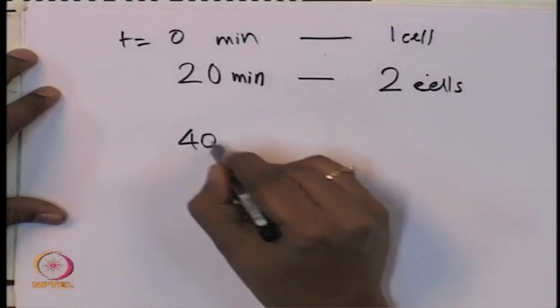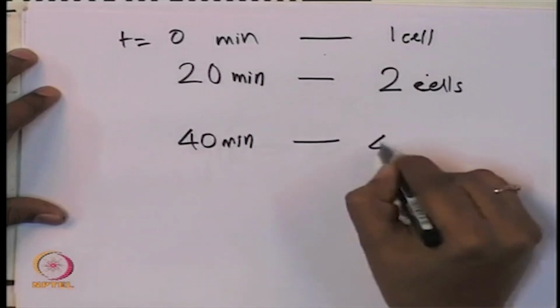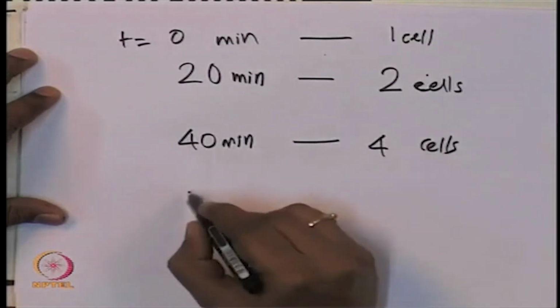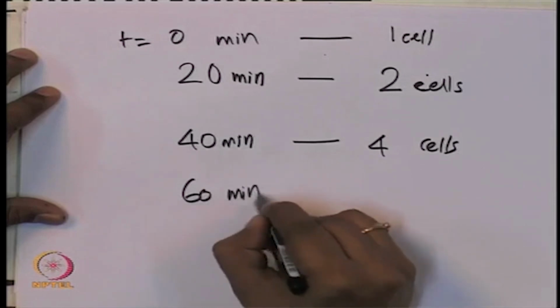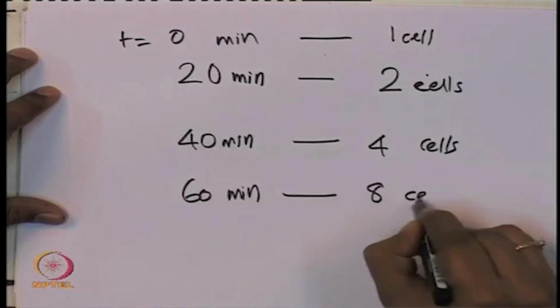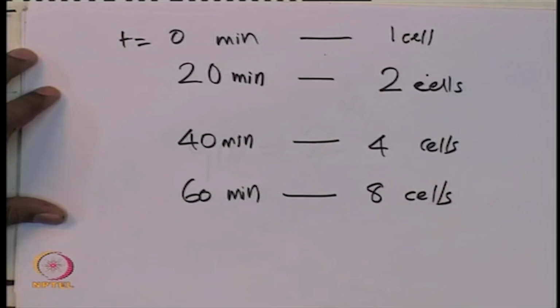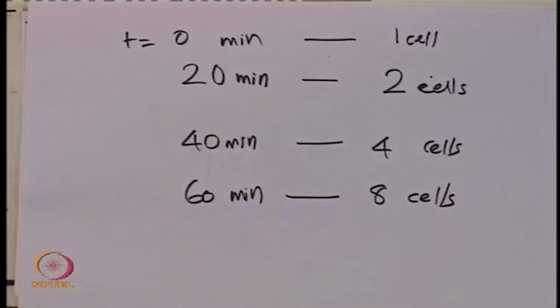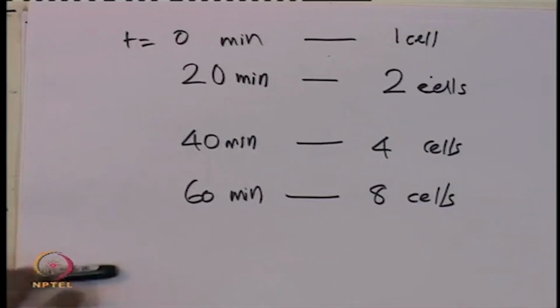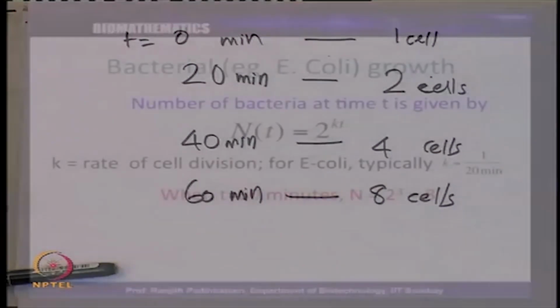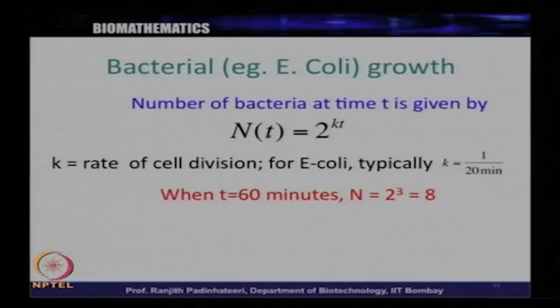In 40 minutes, you have 4 cells. In 60 minutes, you have 8 cells. So, how do we describe this mathematically? The way to describe this mathematically is seen in the next slide. You can describe the number of cells, so let us have a look at this equation.